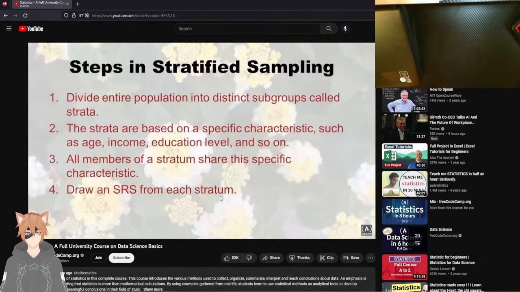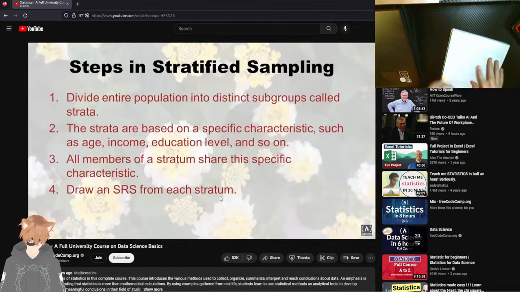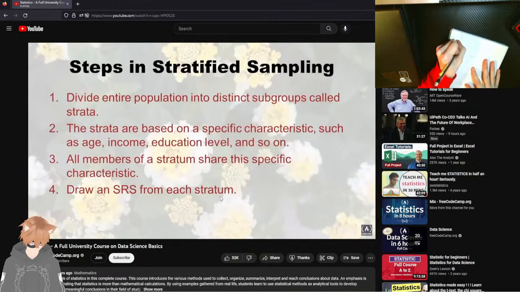So here's the steps. Step one, divide the entire population, the whole list you have, into distinct subgroups called strata. Remember, each individual has to fit into one of those categories. So if you have somebody who's halfway between first year and second year, or a hospital that's on the border, you've got to choose.